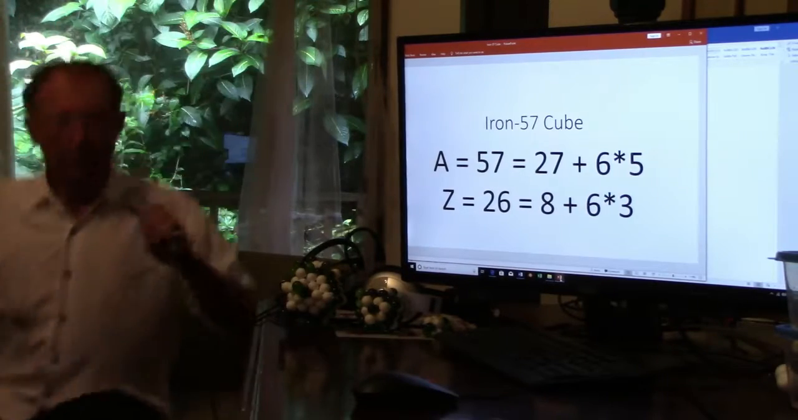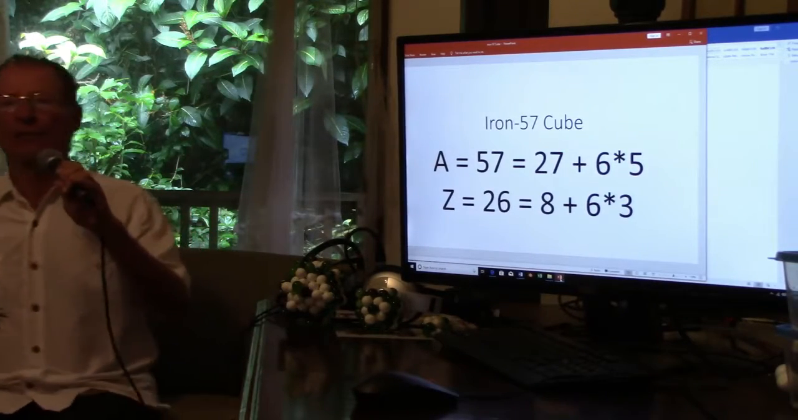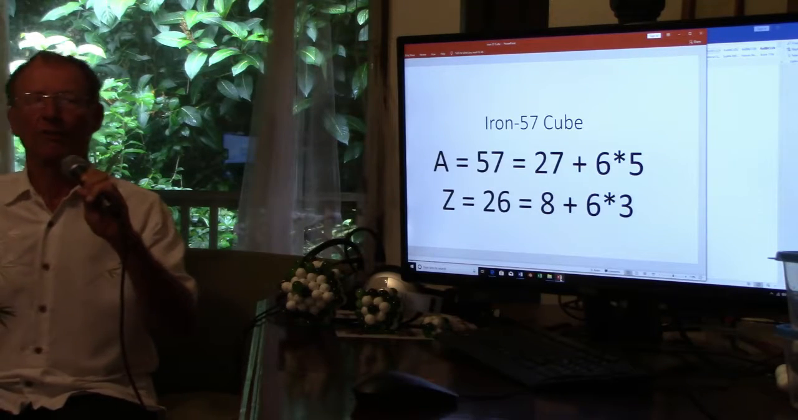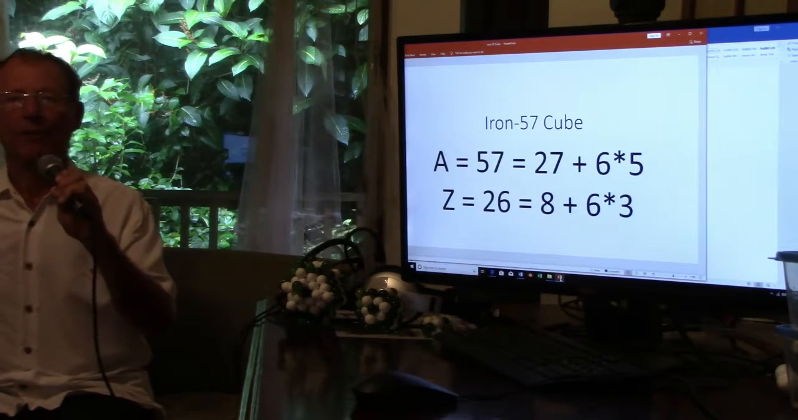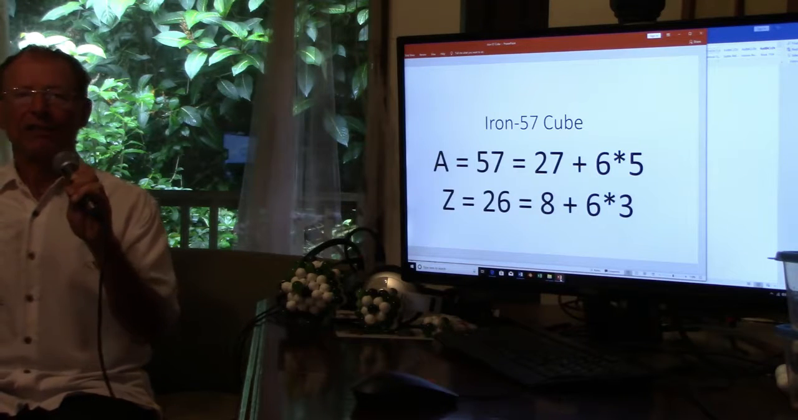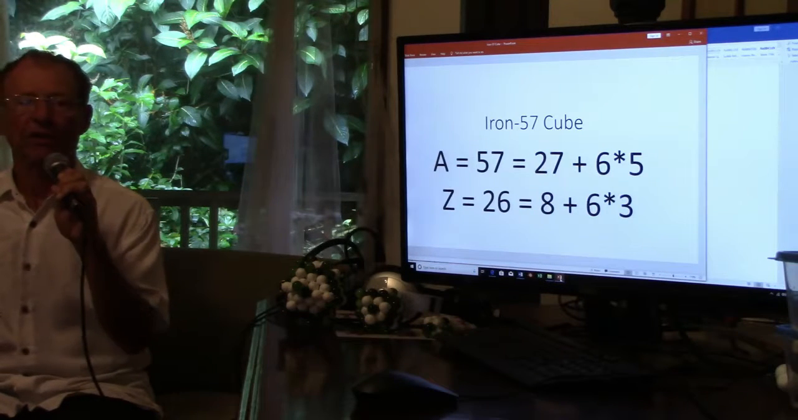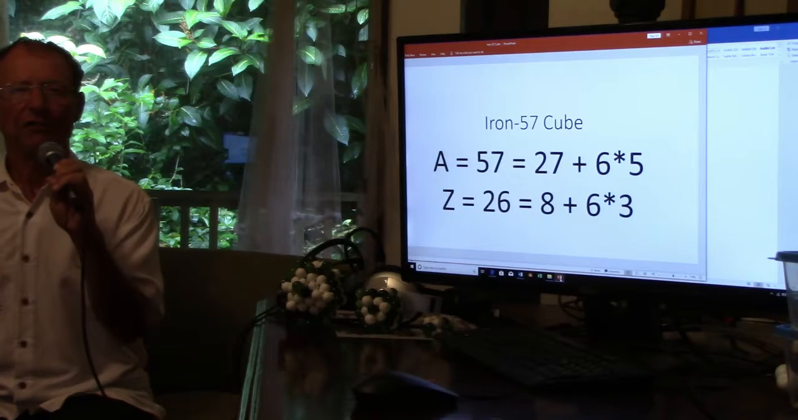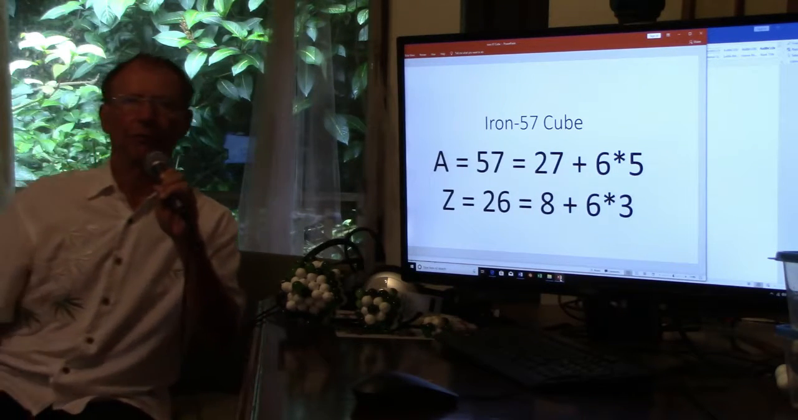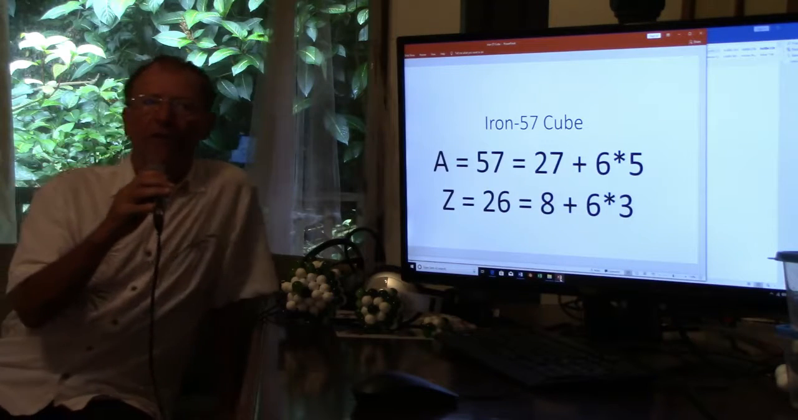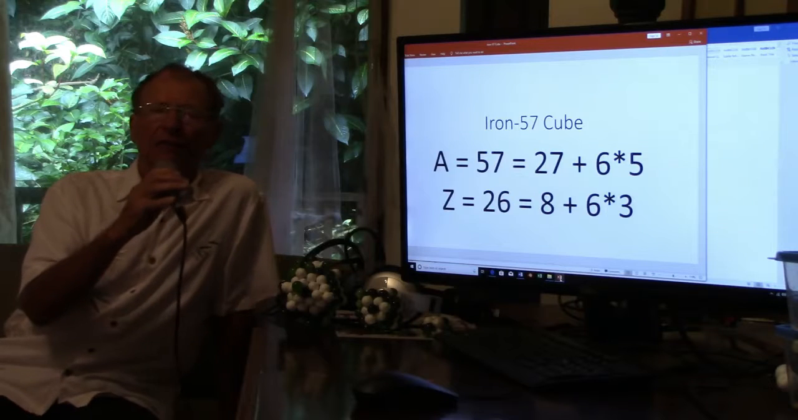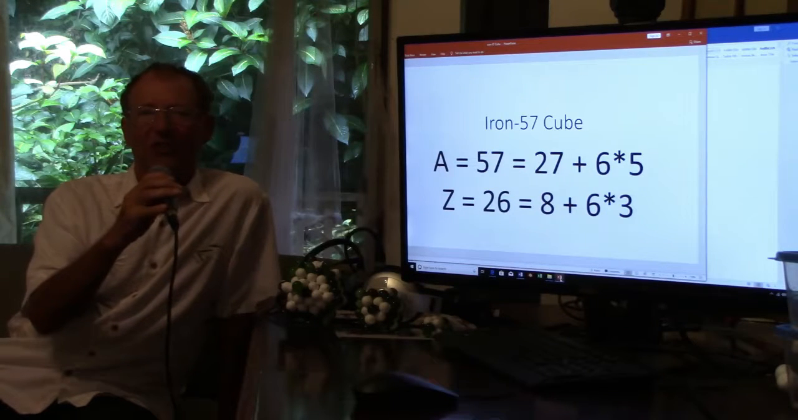Iron has two common isotopes, like 56 or 57 protons and neutrons. That's called A, the mass number. And then Z is the number of protons, 26. And we see that when you use a cube theory, these integers work out very well for these groups of numbers, where 57, the number of protons and neutrons in iron, is 27 plus 6 times 5.